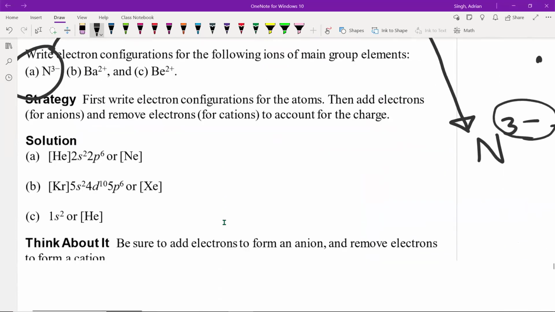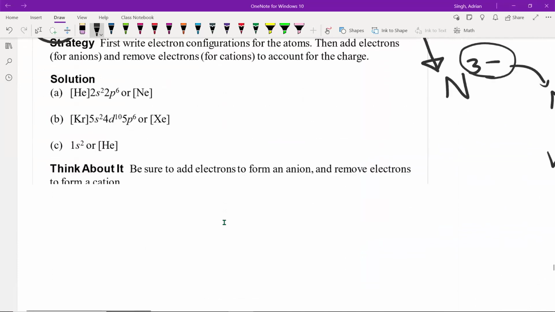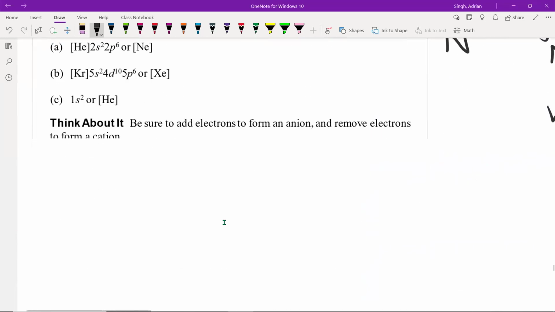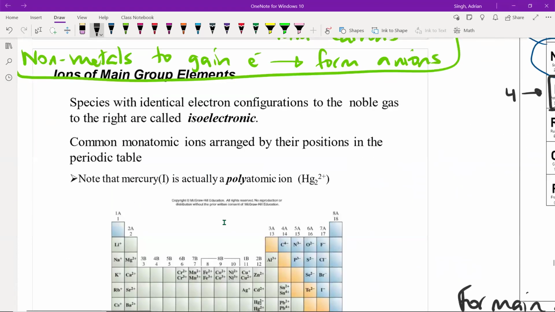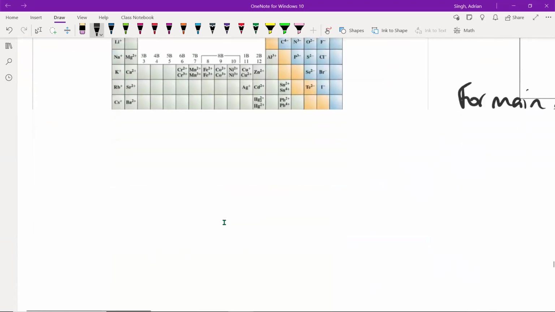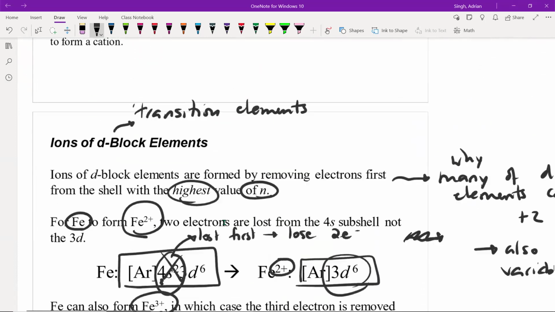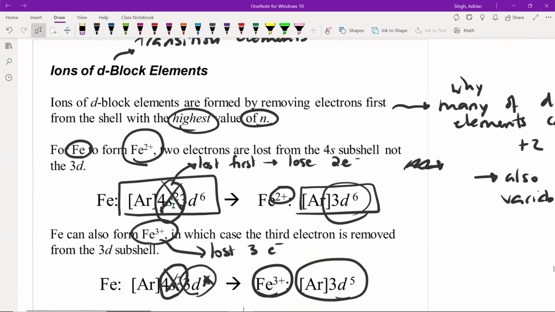So if they lose two electrons, those two electrons are going to most likely be from the highest N value shell. Okay, so in the case of iron, that was the 4s subshell. If there are additional electrons lost, they're going to be lost from the next highest energy subshell, which in the case of iron would be the 3d.